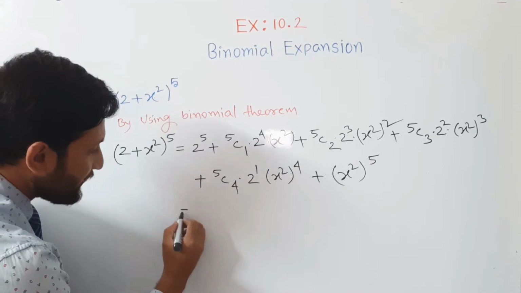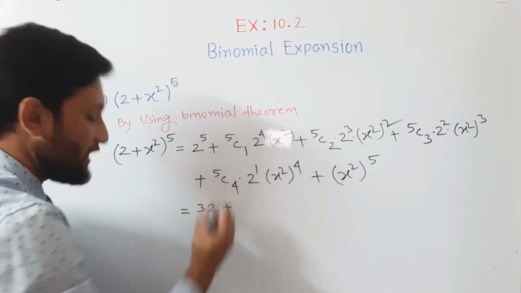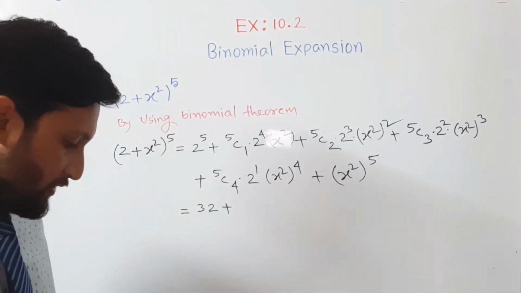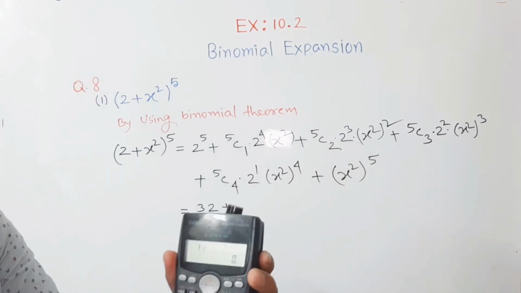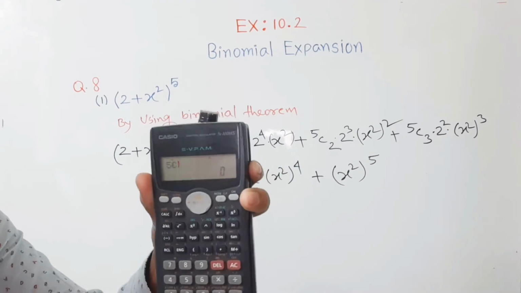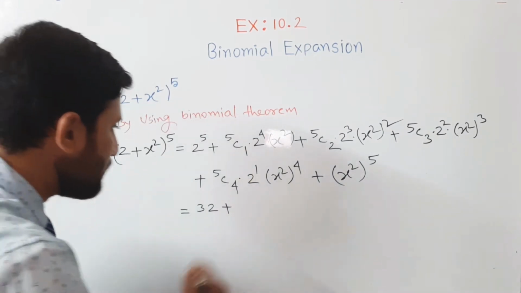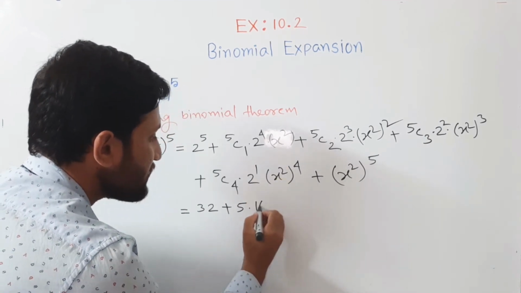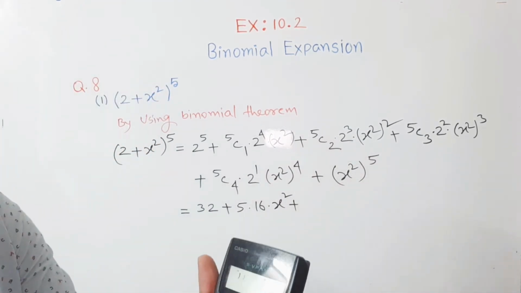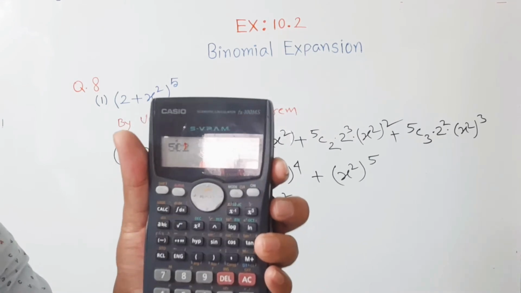Now by calculation we can write 2^5, that means 32, plus 5C1. We can find the coefficient by using a calculator. Here see 5C1, how to calculate this part. At first press key 5, and then shift and then divide. So 5C and then 1, 5C1 and then equal, that means the value is 5. So write down here 5C1 is 5, into 2^4, that means 16, into x^2. And then plus 5C2, again by using the calculator 5, shift and divide, 5C2 equals 10.